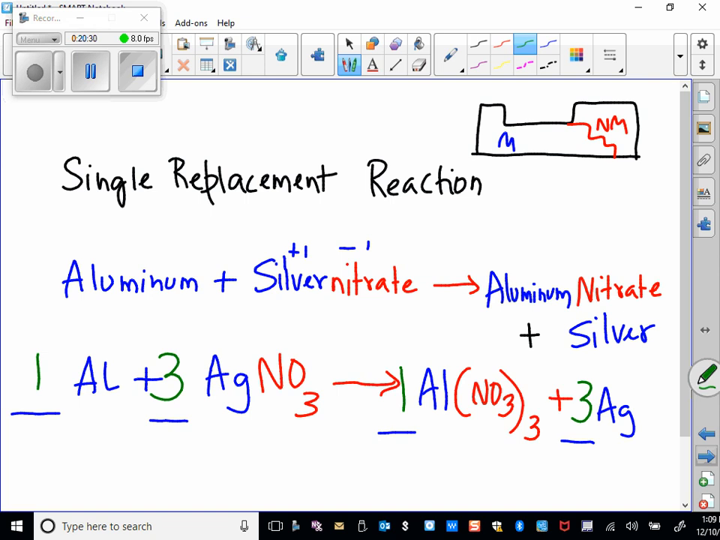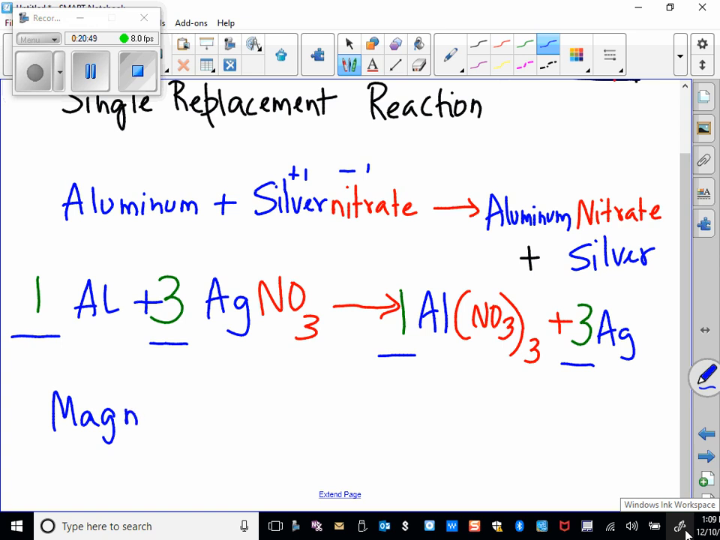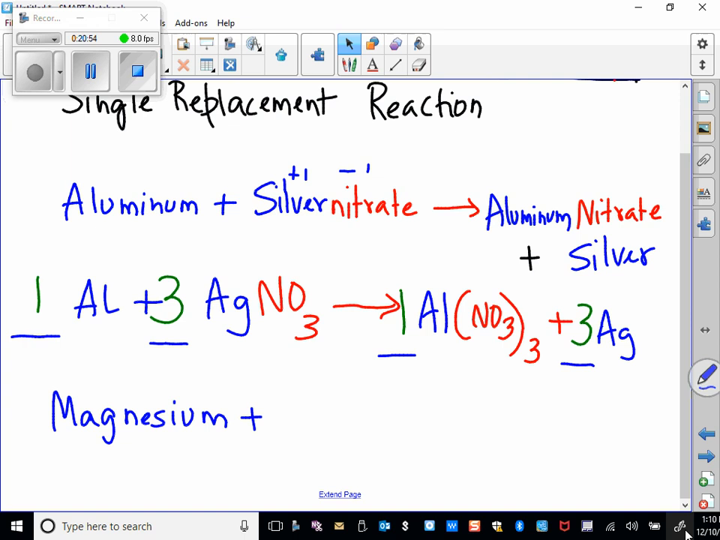Now, I'm going to go to number 10. I'm not going to do 9. I'm going to go to number 10. Magnesium ribbon is placed into a solution of sulfuric acid. So what is the metal here? Magnesium is placed into what? Sulfuric acid. Well, we haven't done acid formula writing yet, which I'll probably teach later. All right? So I'm just going to give you sulfuric acid.